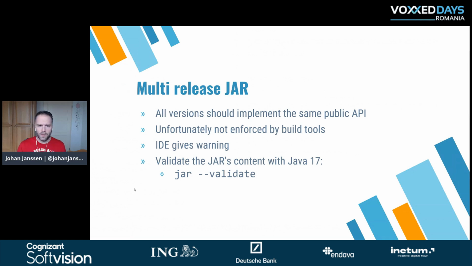One thing to keep in mind, in my case, the student example, it should have the same public API, so the same methods and things like that on each version of Java, because else you will get runtime issues. Build tools don't give an error on that. However, your IDE, in my case IntelliJ, warns you if the API is different. And nowadays, you can also validate it with the jar command that's displayed here.